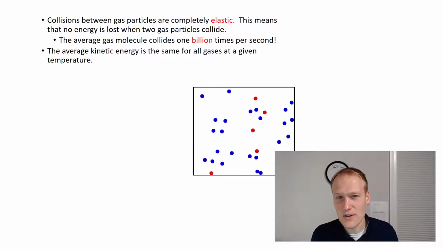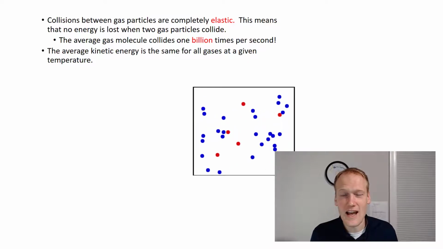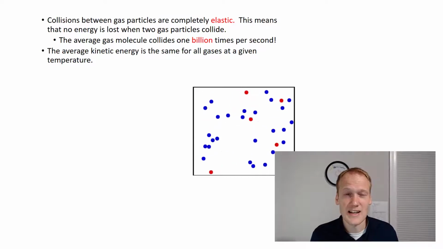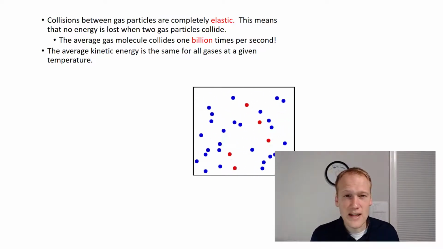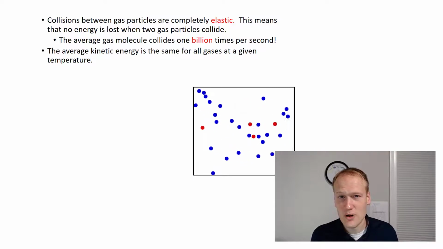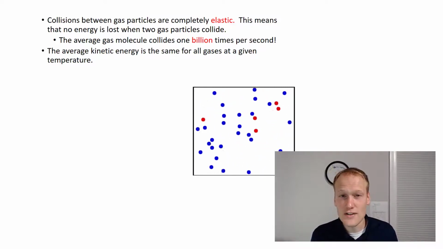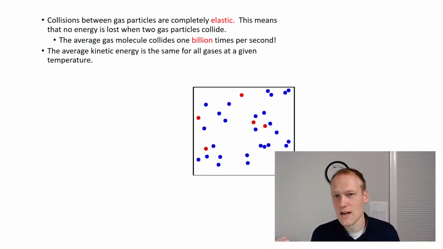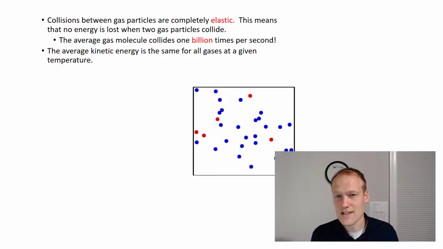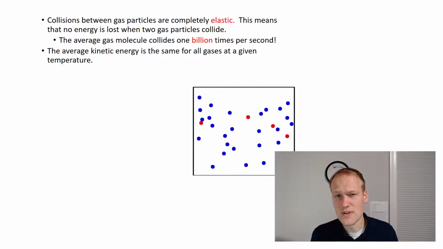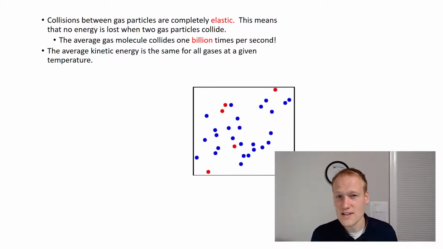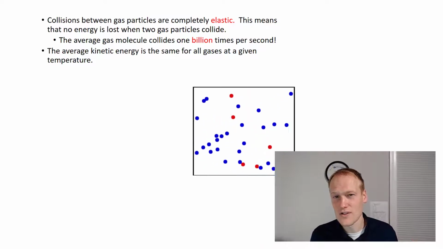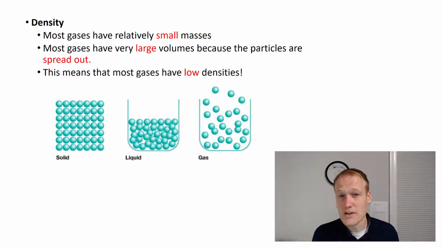The average gas particle in the room you're sitting in collides an average of 1 billion times per second. That means they're moving around with great speed and colliding into things a lot. And typically, the average kinetic energy is the same, no matter how big the gas particle is, as long as those gas particles are at the same temperature. So you can have a molecule of CO2 and a molecule of H2, which are different in size, but if they're at the same temperature, they're going to move with the same amount of kinetic energy. What that means is the smaller H2 molecule will actually be moving with a greater speed than the larger CO2 molecule.